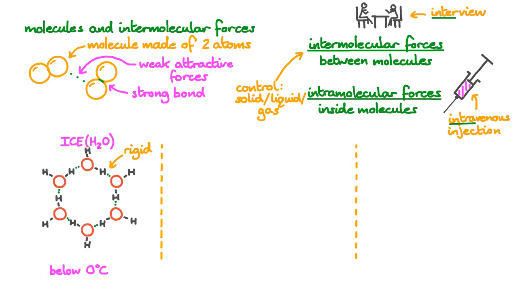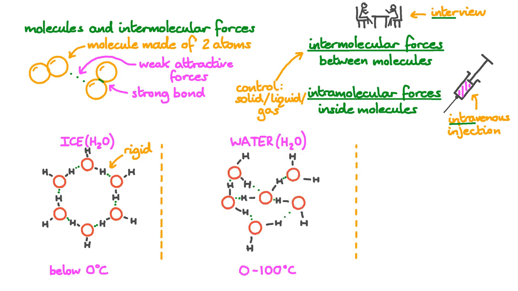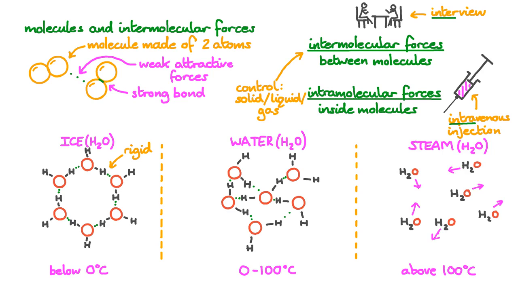Let's look at the intermolecular forces in ice, which is made of molecules of H2O, 1 oxygen atom bound to 2 hydrogen atoms. These intermolecular forces are strong enough to hold the molecules in place, making ice a solid. But if we heat up the ice above 0 degrees Celsius, we're going to melt it, and the individual particles of water can move over each other in a fluid way.